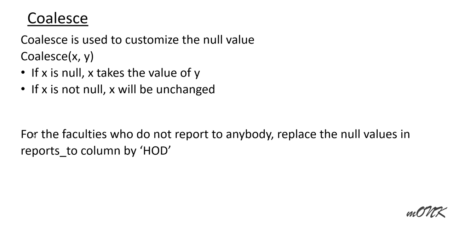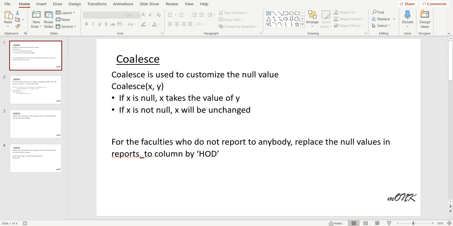So for the faculty table, we know that in the reports to column for the professors there are null values because professors do not report to anybody. So if there is an occurrence of null value in the reports to column, then the null value will be replaced by HOD. That means head of the department. Let's see how to do it in PG admin.